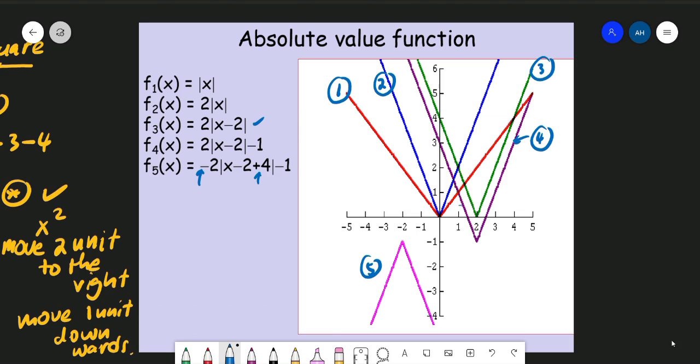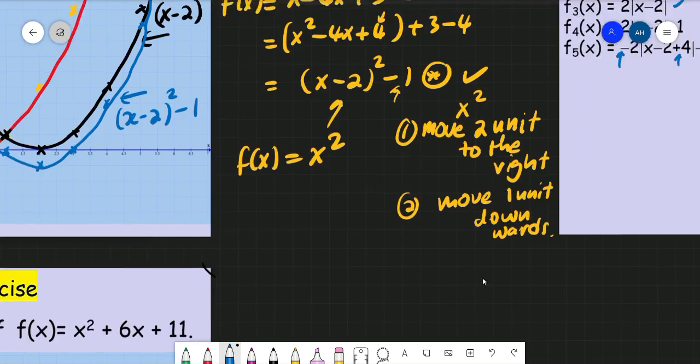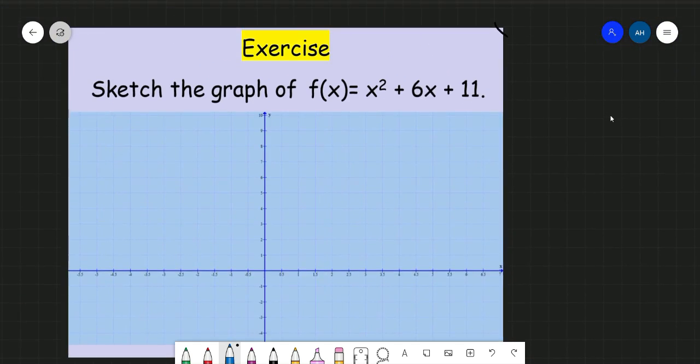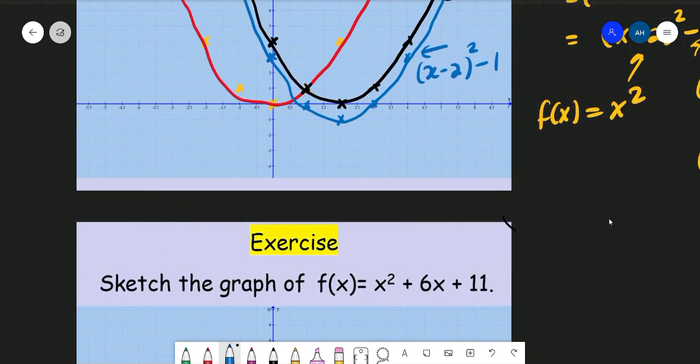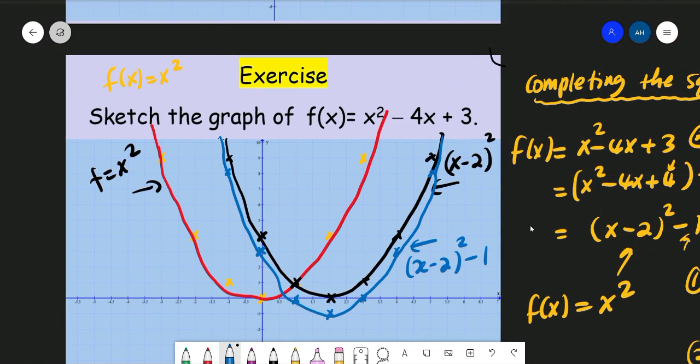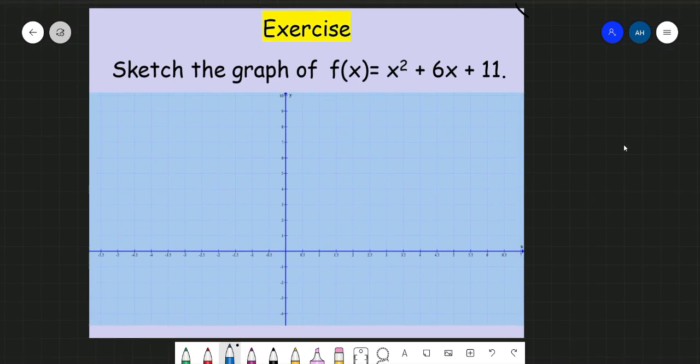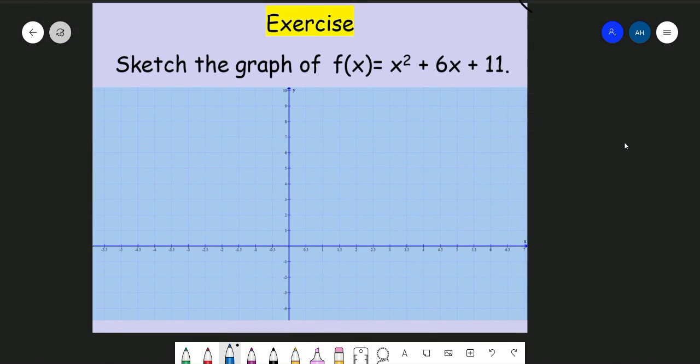Now the last part of today's discussion is this graph. Maybe you can try this: sketch the graph of f(x) equal to x squared plus 6x plus 11. It's almost the same as this question, that is, sketch the graph of x squared minus 4x plus 3. So we have to use completing the square, and then by referring to the graph of f(x) equal to x squared, we can modify and move around the graph and see what the graph for x squared plus 6x plus 11 will be.